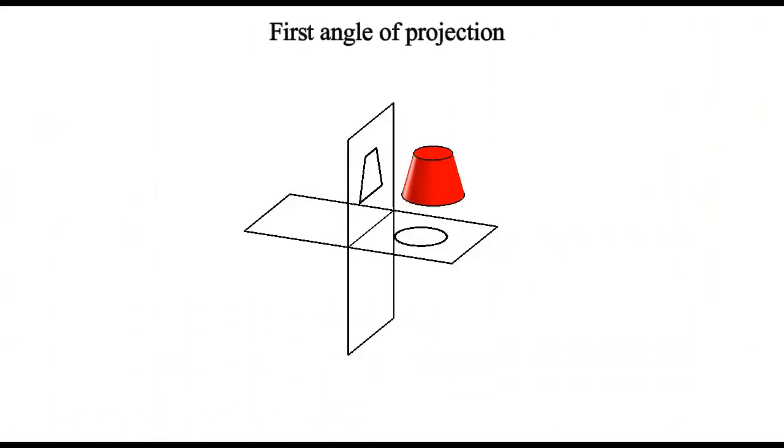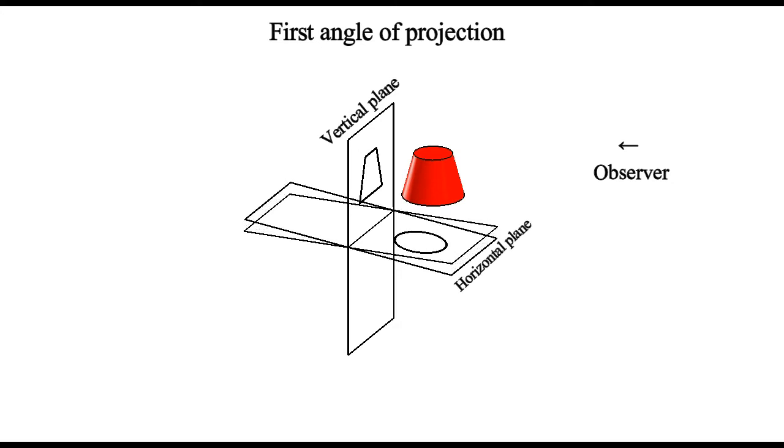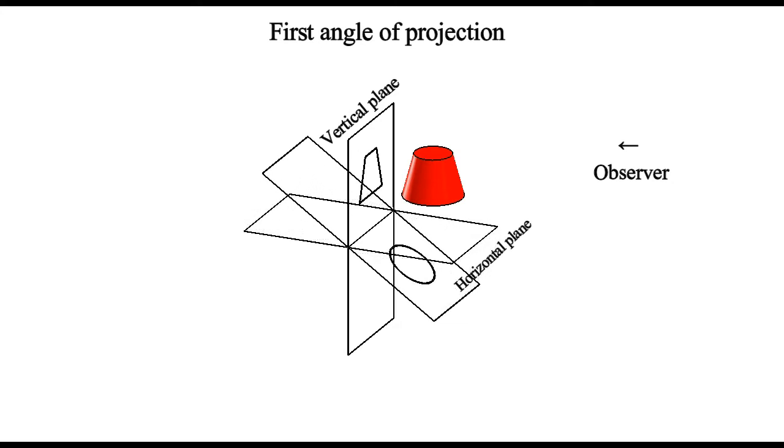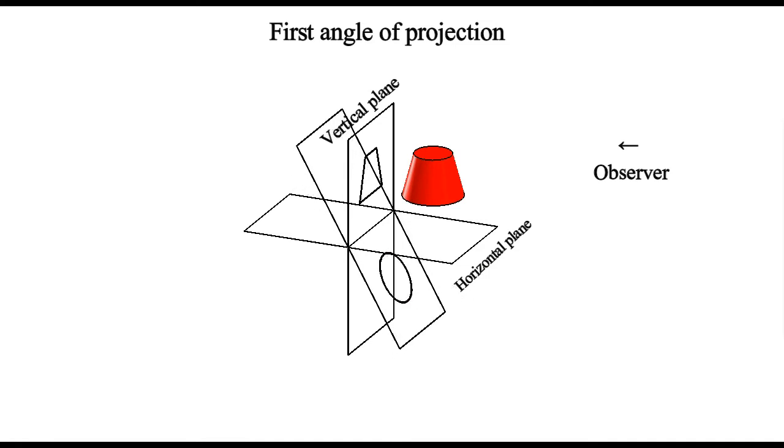First angle of projection. The object is placed in first quadrant and observer is viewed from right side. The front view is projected on vertical plane and top view is projected on horizontal plane. As per the rule of projection, horizontal plane is rotated 90 degrees clockwise direction. After the rotation, both top view and front view are projected on vertical plane, one below one.